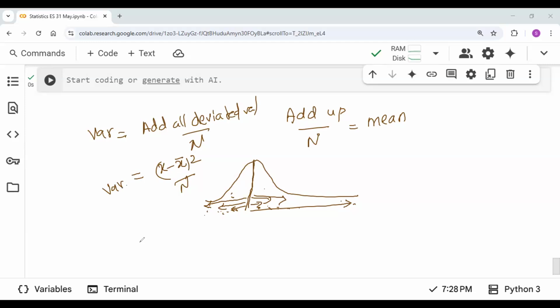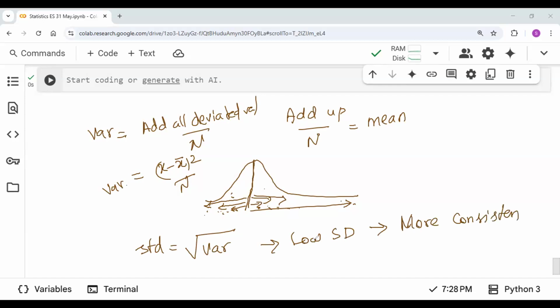So what is the standard deviation? Standard deviation gives you the square root of the variance. A low standard deviation gives you more consistent data. More consistency means what? If the standard deviation is very low, then you would be getting a normal or near-normal distribution. If there is a high standard deviation, it tells you there is a larger deviation. The deviations are very high. It represents more variability.